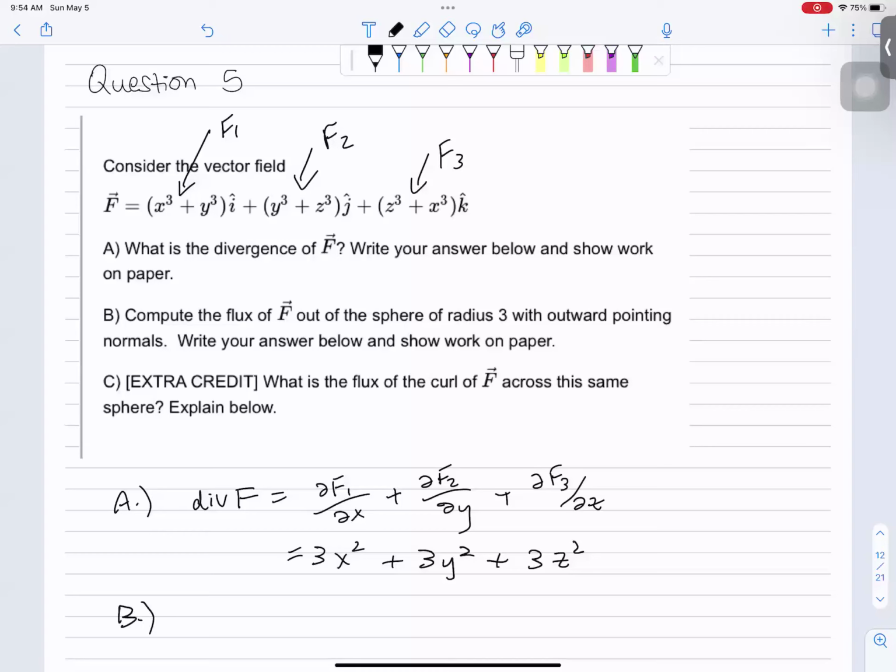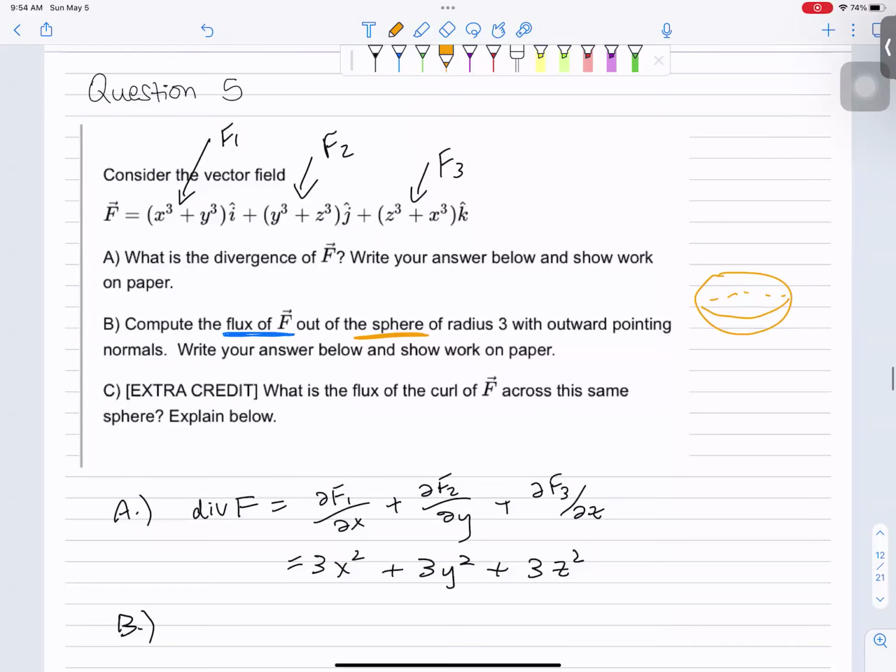Part B, compute the flux of F out of the sphere of radius 3 with outward pointing normals. The first thing I notice here is that they want a flux of F. If you see flux of F, that usually signals divergence theorem or Gauss's theorem. Another thing I see is that I have a sphere. If I have a closed 3D thing, that's also usually a hint to use Gauss or divergence theorem. By the way, divergence and Gauss theorem are the same thing. I just use the words interchangeably.